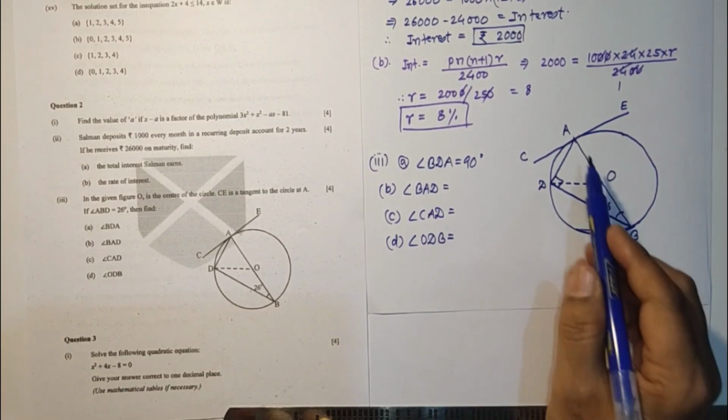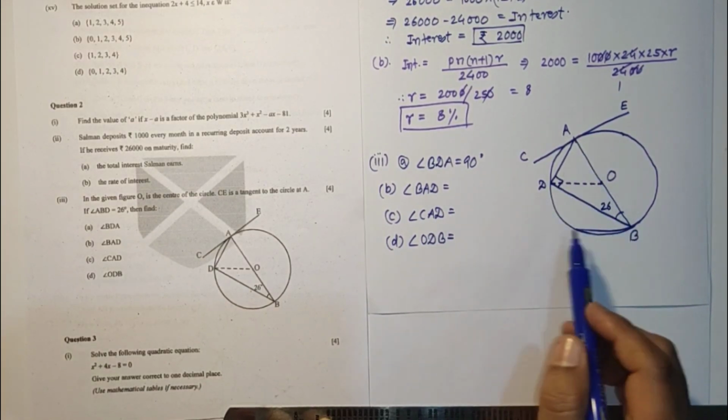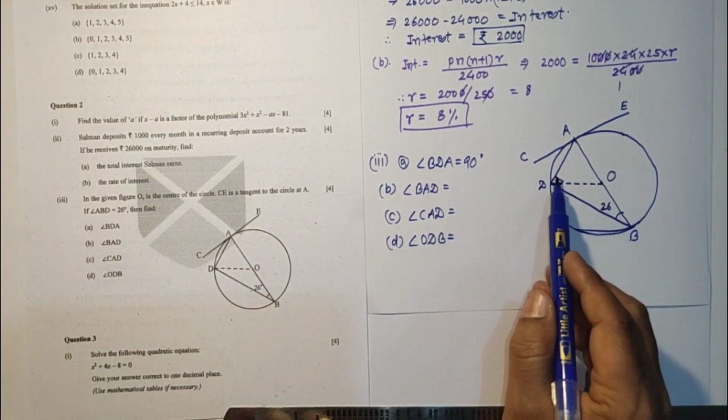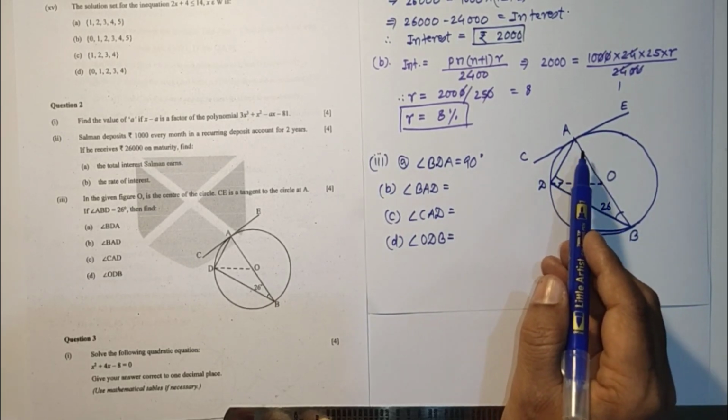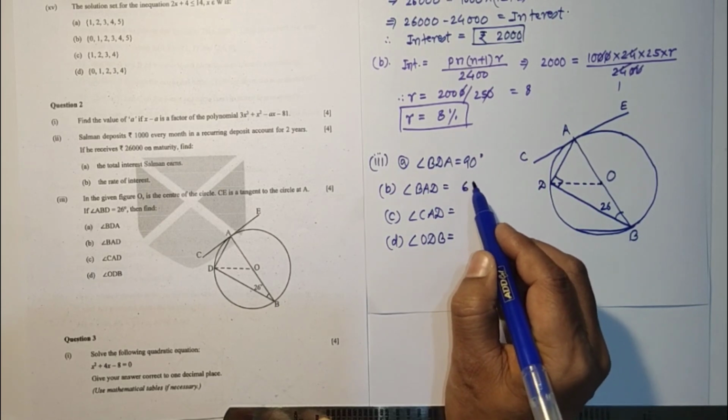So angle BAD and angle BAD, sum of these two is 90 because this is angle ADB is 90. So sum of these two will be 90. So this angle is 90 minus 26, and that is equal to 64 degrees.